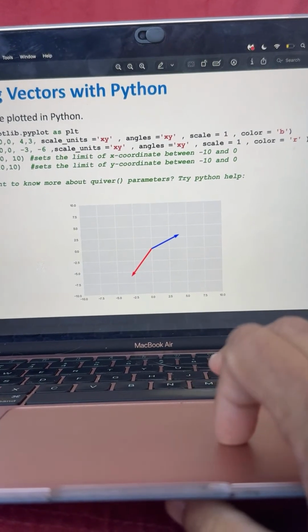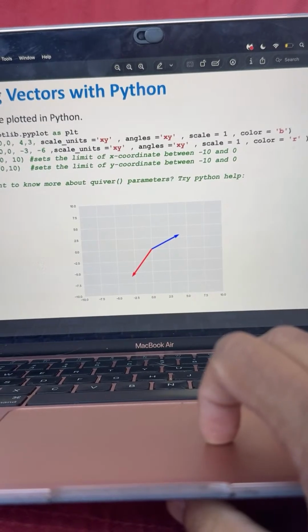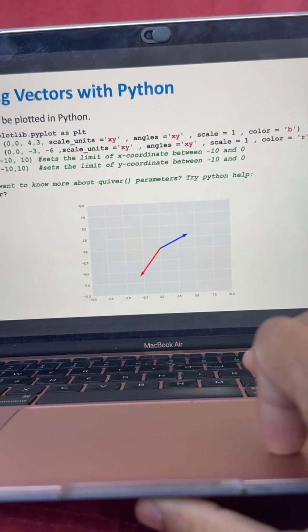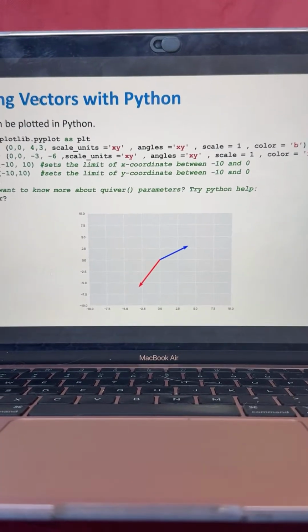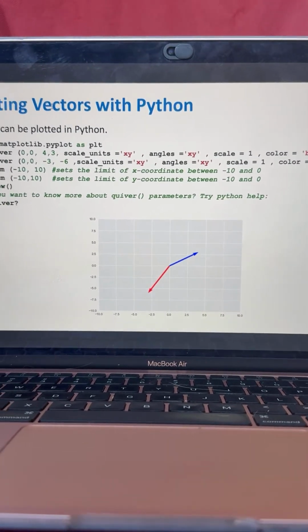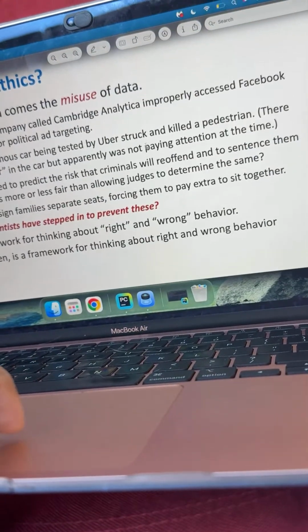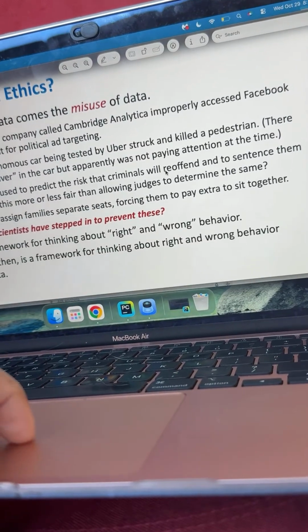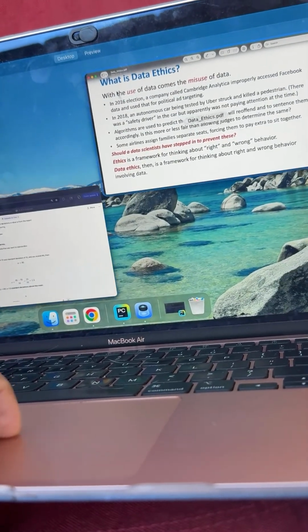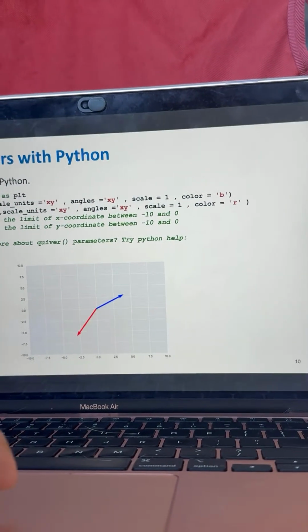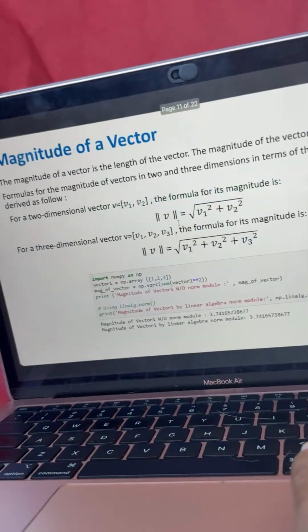So plt.quiver, 10 of 22. We have 12 more slides to go. I would take a break, but I don't want to end the stream here and then start again. But we do have data ethics to go over as well. I think that's easier than this one, because this is taking a lot of brain power. Let me see. 10.